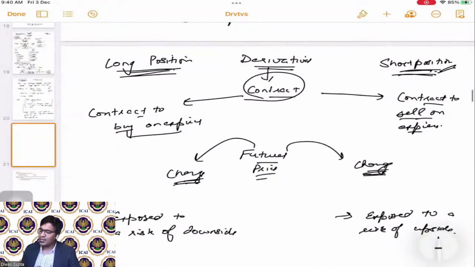So what I'm saying here is, the short position also is exposed to a risk of upside, hence the stock exchange will ask for a margin from him. Correct? And please, students, keep in mind that they are not actually selling or buying the equity shares. They are just entering into a contract to buy or a contract to sell. That's all. And the net settlement will happen on that basis.